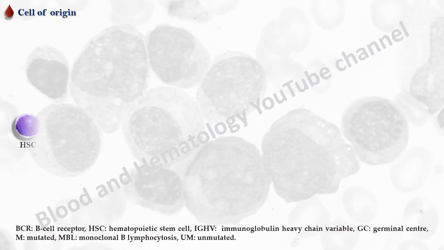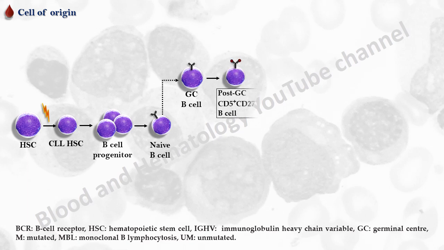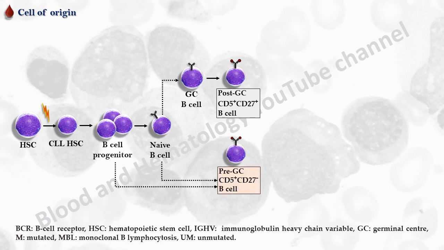The capacity to generate clonal B cells seems to be acquired at the hematopoietic stem cell stage, suggesting that the primary leukemogenic event in CLL might involve multipotent, self-renewing hematopoietic stem cells. The cellular origin of CLL is still debated, but it is assumed that CLL cells originate either from CD5-positive CD27-positive post-germinal center B cell subsets or unmutated mature CD5-positive B cells.